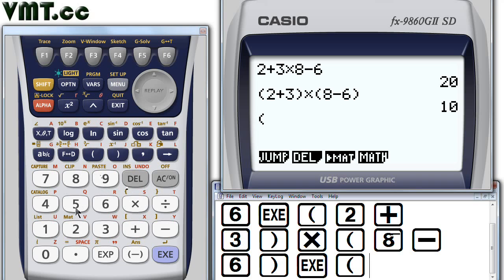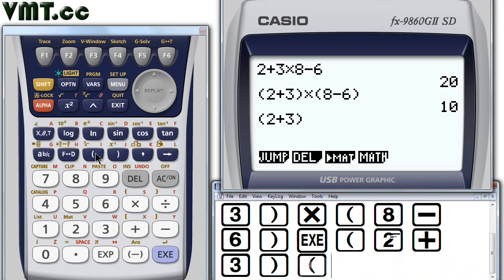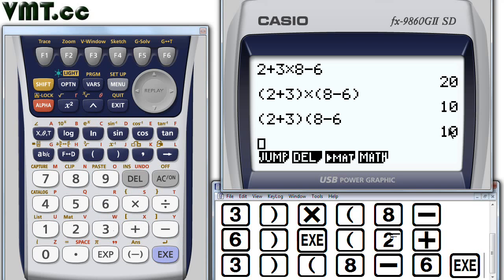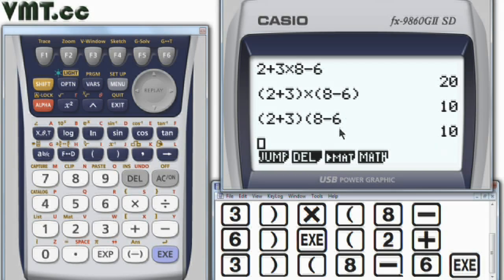Open parenthesis, 2 plus 3, close parenthesis, open parenthesis, 8 minus 6, execute. The answer is still 10. Notice there is no multiplication symbol here and no close parenthesis.